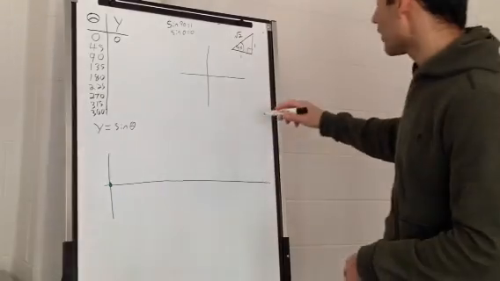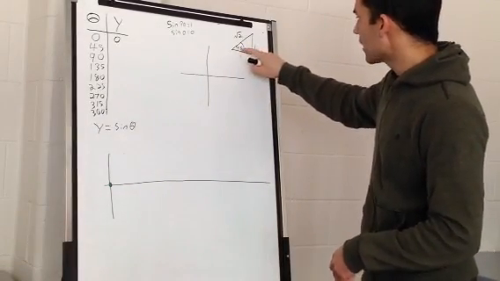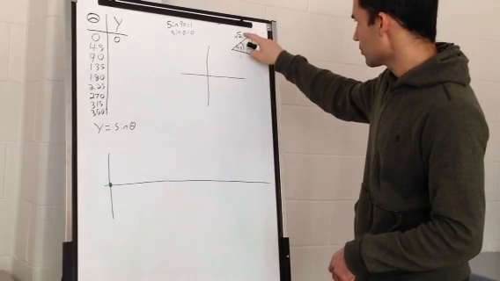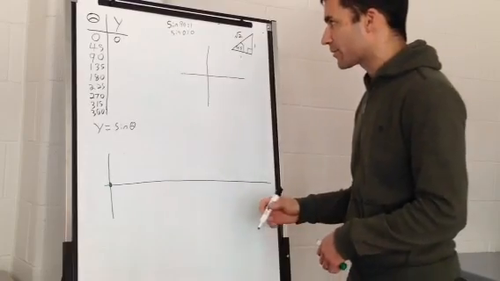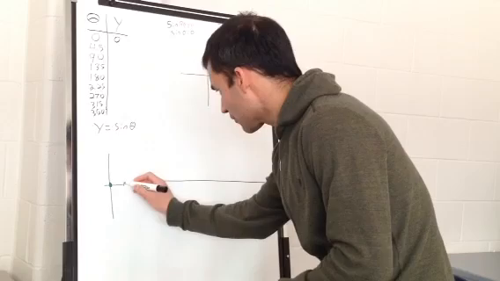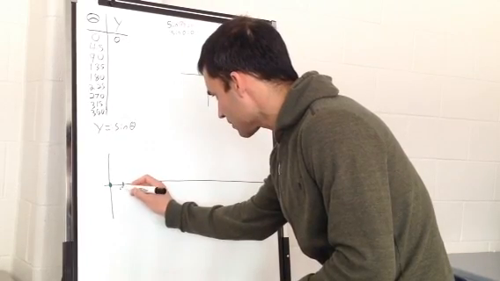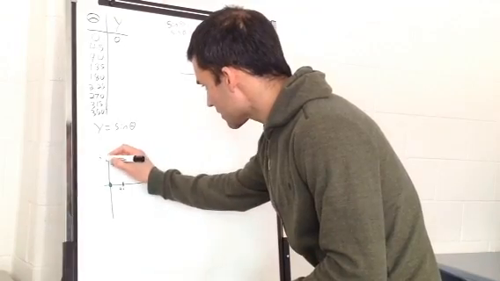The sine of 45 degrees. From our special triangle, the sine of 45 is 1 over root 2. And 1 over root 2 works out to be somewhere around 0.7. So if we go over 45 degrees, so my first tick is going to be 45 degrees, we go up to about 0.7.